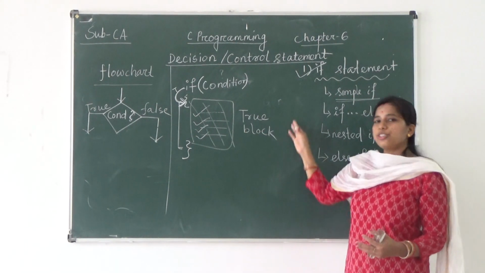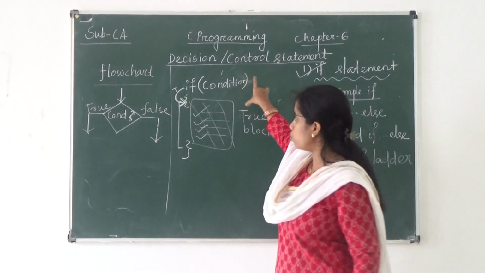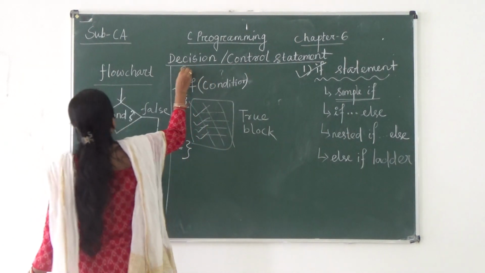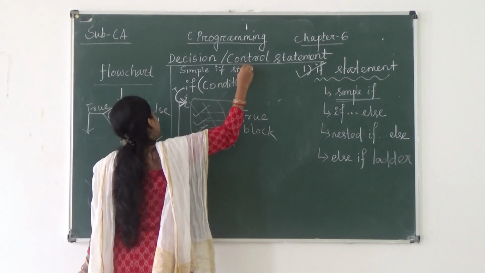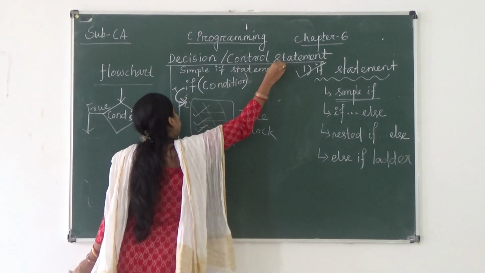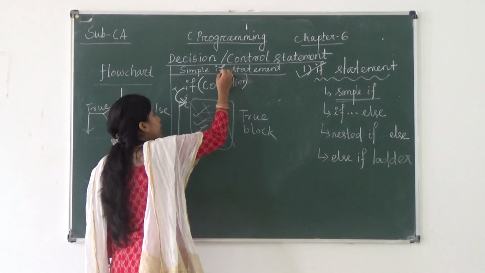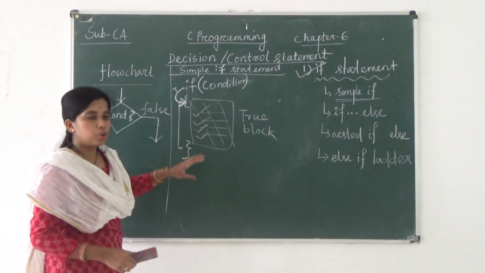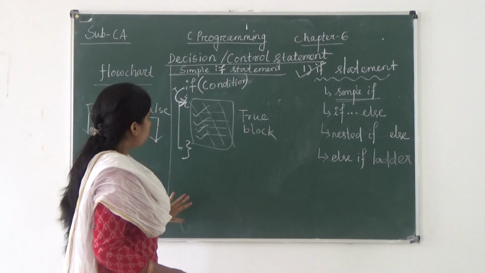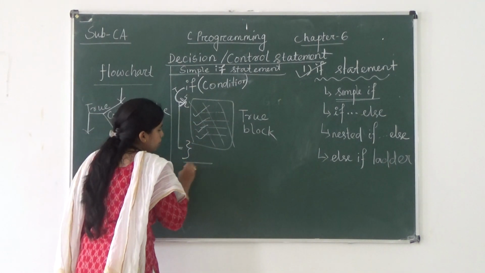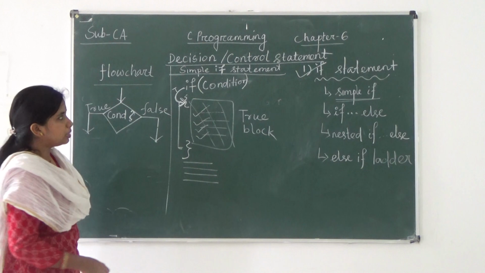And the syntax of the general form that we have already discussed. This is the syntax, or this is the general form of simple if statement that we have already discussed. Now, in simple if statement, we are not having any false block. We are having only the true block, which is executed whenever this condition is true. There is no false part, and any number of statements you can write after the closing curly bracket.